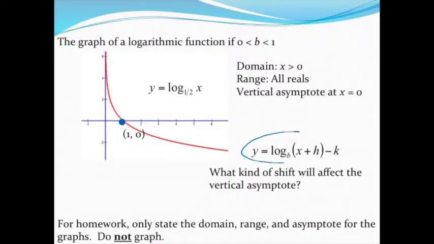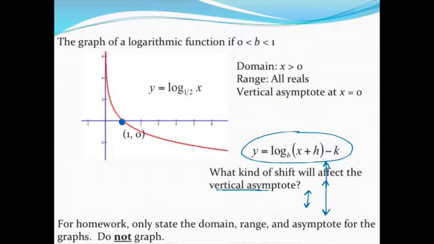So right here I have our logarithmic equation with h and k, our good old friends h and k. H is still our horizontal shift, and it does the opposite of what it says, and then k is our vertical shift. The question is, what kind of shift will affect our vertical asymptote? Well, if you imagine a vertical line, because that's the kind of asymptote we have, moving that up or down won't change it. Like if I draw it up here, it's still the same vertical line. However, if I move that side to side, that will change where my vertical line is located.